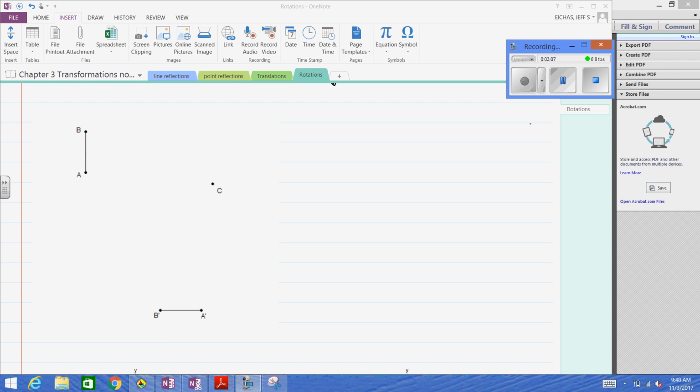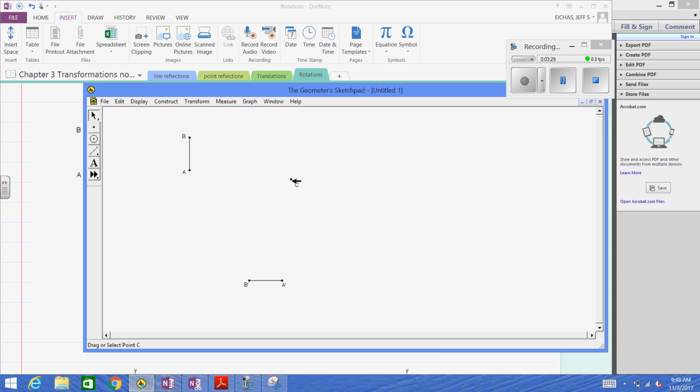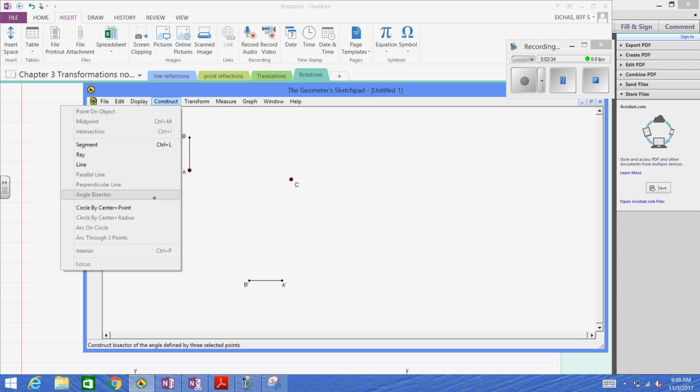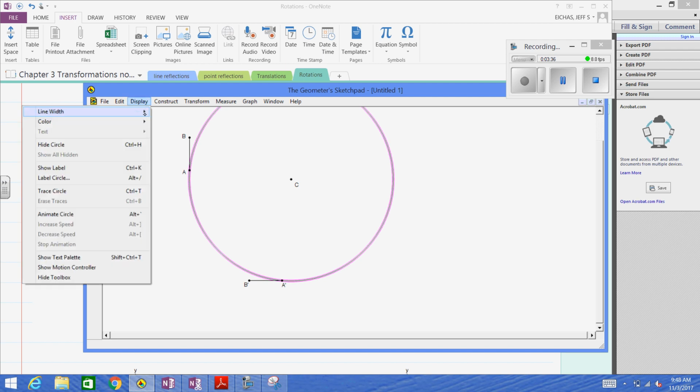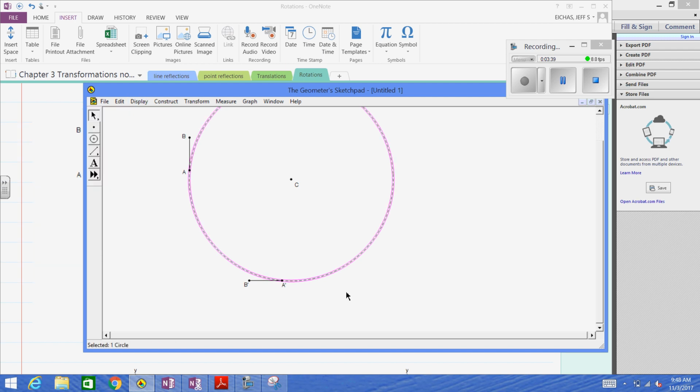What I was going to show you here is the way that rotations work is it's basically going to be a circle centered at C. Point A is going to travel along a circle centered at C, and you'll be able to see this right here. This will draw a circle a lot better. So watch what's going to happen here. Okay, we'll make that dotted.